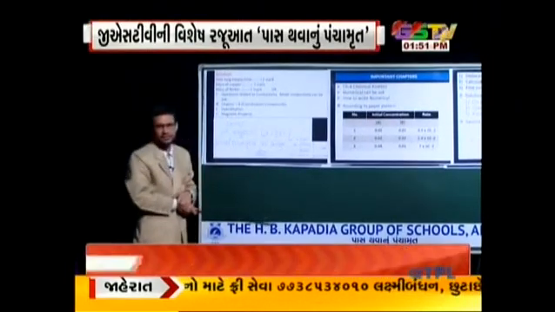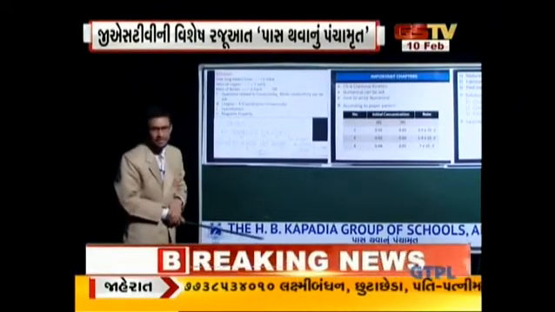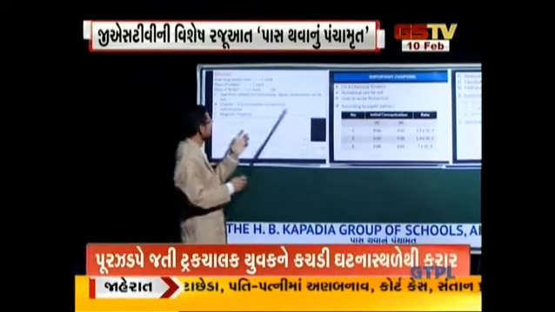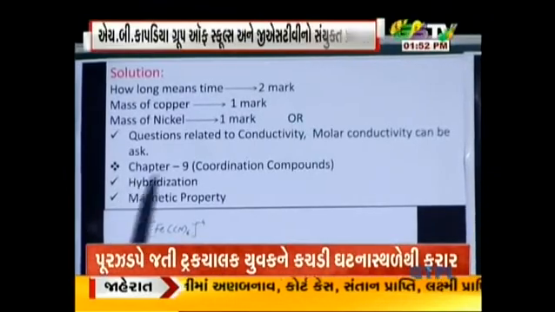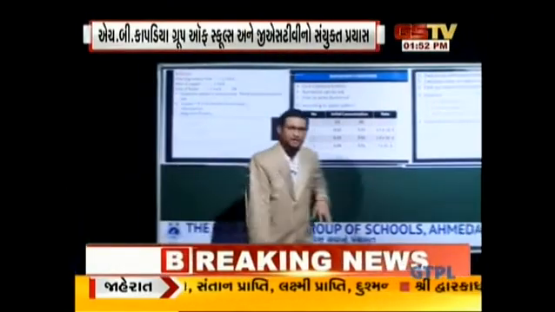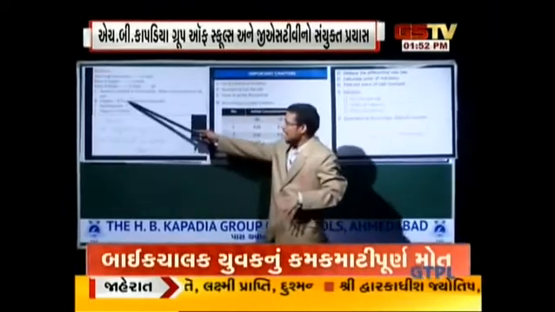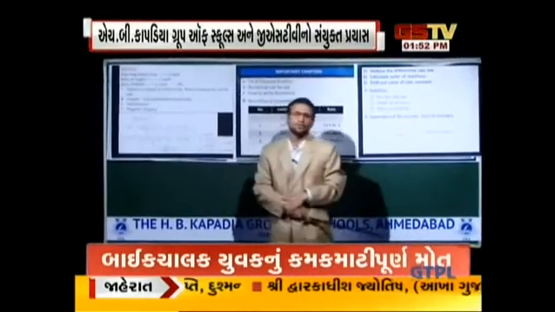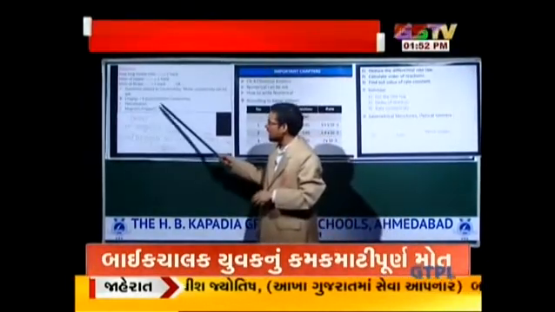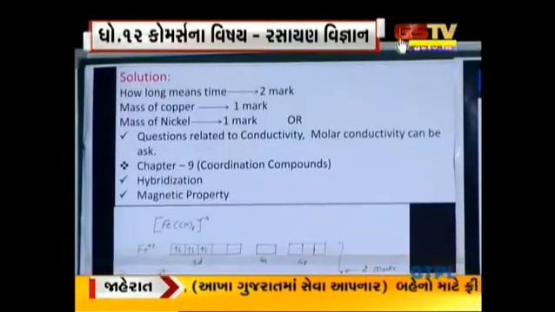These points are very important from chapter number 3. They can ask the numerical. Now again, the most important chapter is number 9, coordination compound. Which points are important in the coordination compound? Hybridization and magnetic property. Here I have the example for the hybridization and magnetic property.